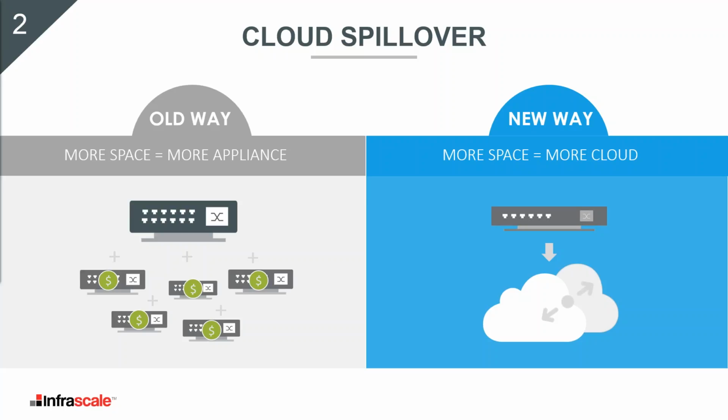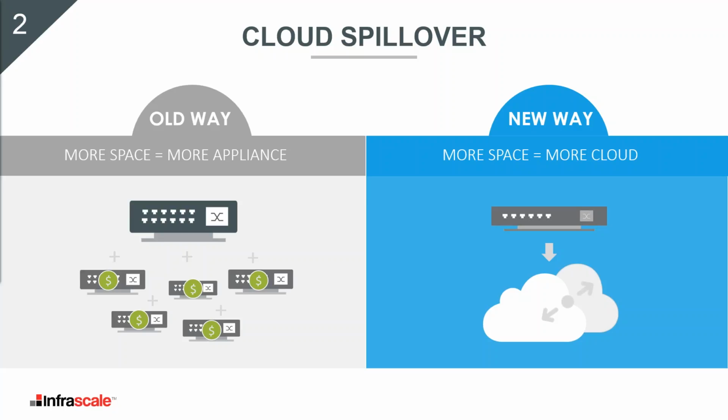But take a look at the new way. Here we're saying more space equals more cloud. So imagine you could have the last hardware appliance that you'd ever need, a slim rack mount 1U unit, and you could send it 1 terabyte or you could send it 100 terabytes. But how would you really do that? We're utilizing the cloud intelligently to spill data over from the device to the cloud.